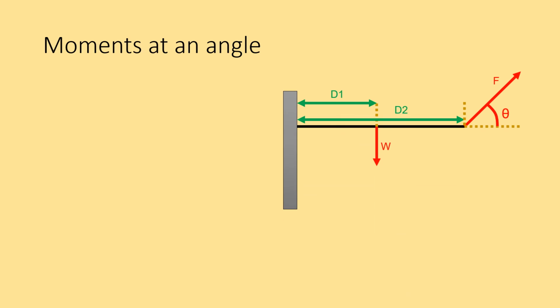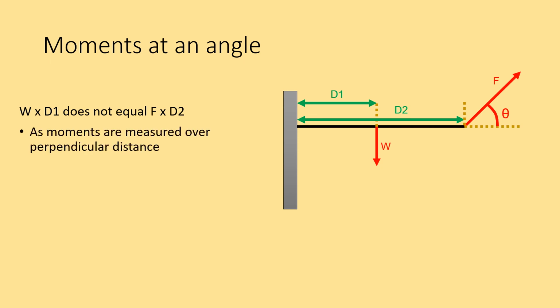We have a shelf and it is attached to a wall and it has some sort of tensile force holding it up. So in this situation, we have D1 is the distance to the center of mass of the object. So the weight is there acting down from that distance. D2 being the distance of the entire shelf, or the length of the shelf. Now, weight times D1 does not equal F times D2 here, because the moments are measured over a perpendicular distance and we have a force at an angle.